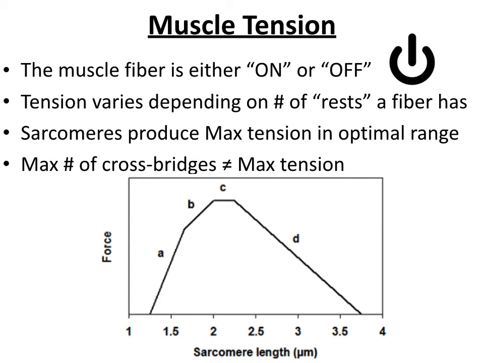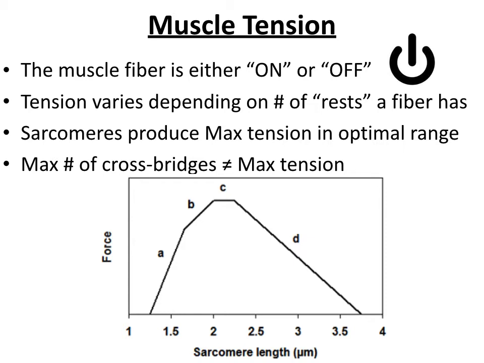So when we talk about tension, strength, the amount of force you can apply, it's important to know that at the individual cellular fiber level, those cells are either on or they're off. The variance in tension doesn't occur because the cells themselves can become really strong or really weak. They're either on or they're off. There's only one single tension.